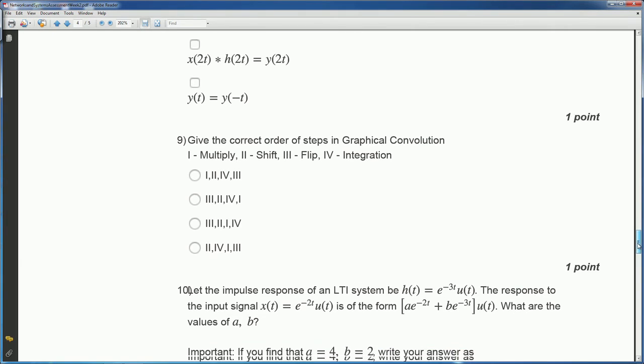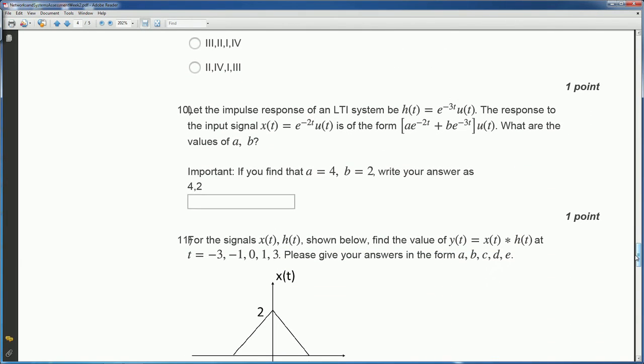You have to do something first, then something next, something third, something fourth. There are 4 steps in that, and the 4 steps are multiplication, shifting, flipping and integration. In what order do you do them is the question, and if you know the definition, you can look at it closely and you get to the answer. So, the 10th question is kind of an illustration of why impulse response, why LTI property, why convolution, all of them are really, really crucial.